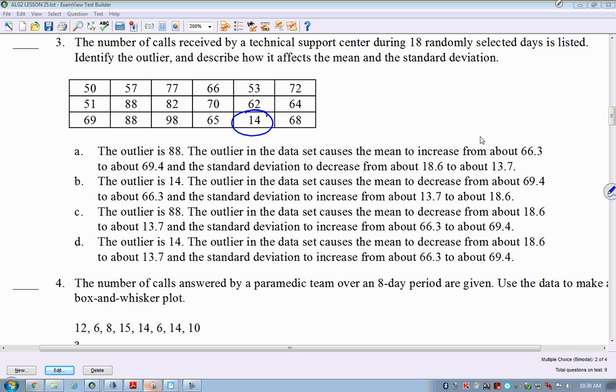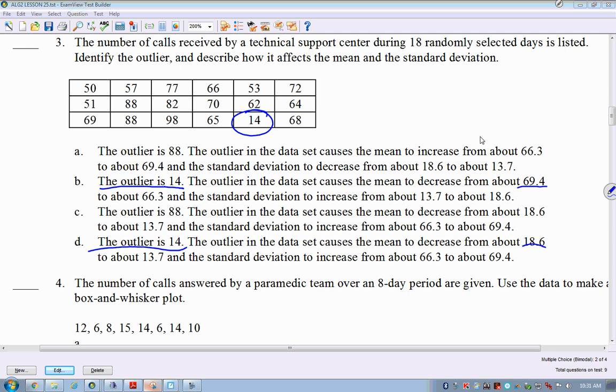Is it much smaller or much bigger than the rest of the data? Much smaller. So, what is it going to do to the mean? What is it going to do to the average? Is it going to increase it or decrease it, John? Decrease it. It's going to decrease the average. So if we look at these possible answers, we know that the outlier is 14. Okay, outlier 14, which makes more sense: that the mean would be 69.4 or that the mean would be 18.6?